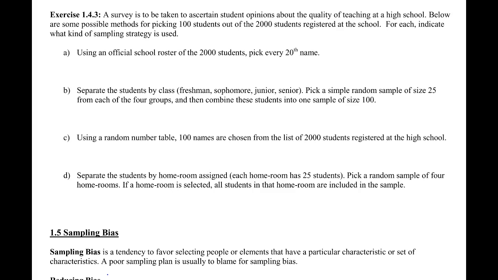Part A says we're going to use an official school roster of 2,000 students and pick every 20th name. Big key here is this 20th, right? This is our every kth, which we know comes from our systematic sampling, our simple random sampling with a system.